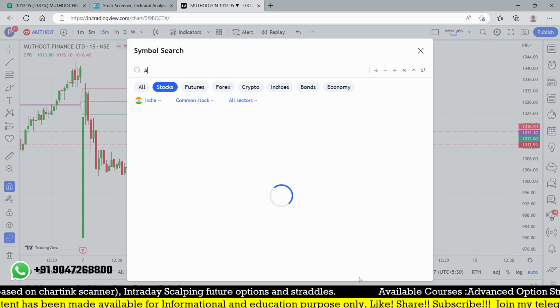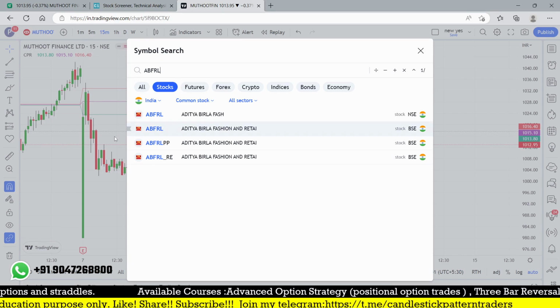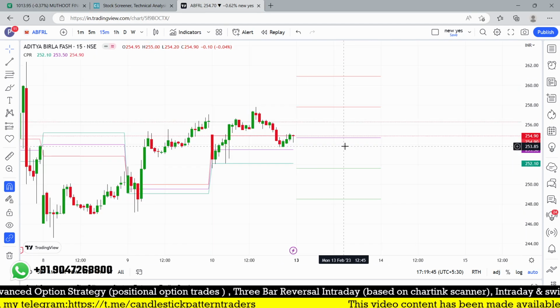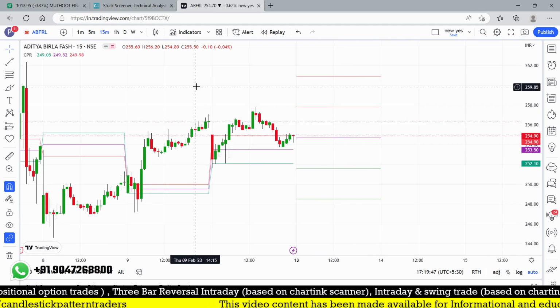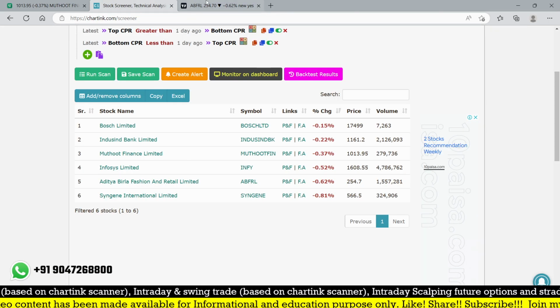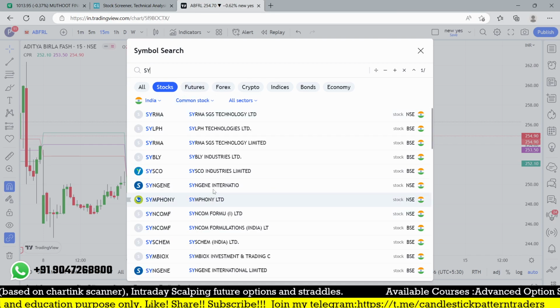So let me go for ABFRL. And you can go through a lot of articles which are available online on how to use a narrow CPR. But here it's just very narrow. And maybe a trending day tomorrow. Very, very narrow. And finally, Shinjin. So only 6 stocks which we can focus on for tomorrow.